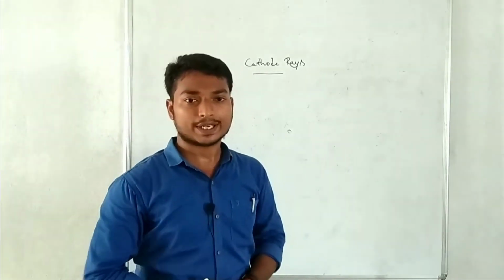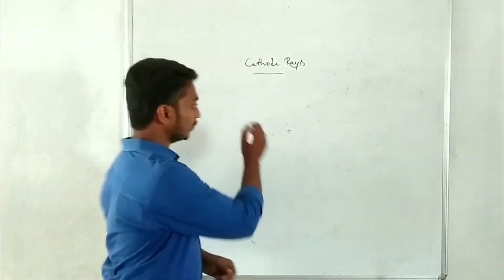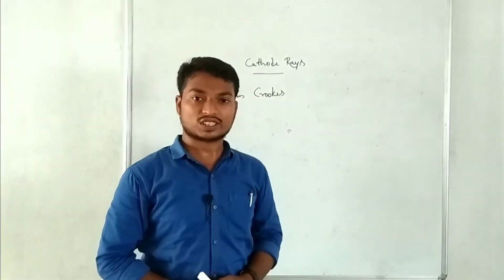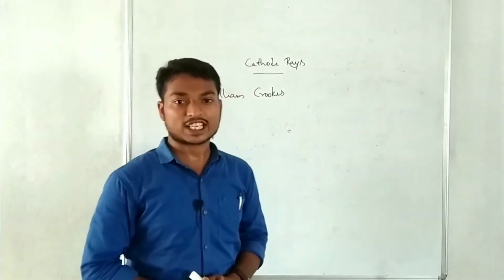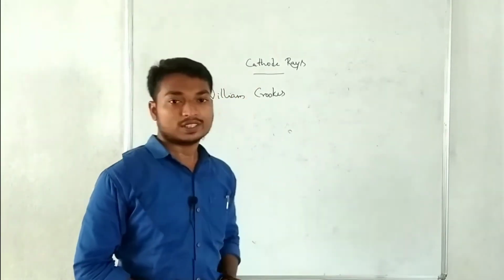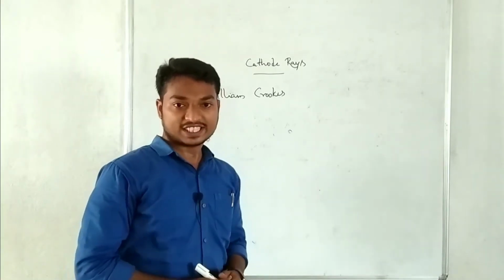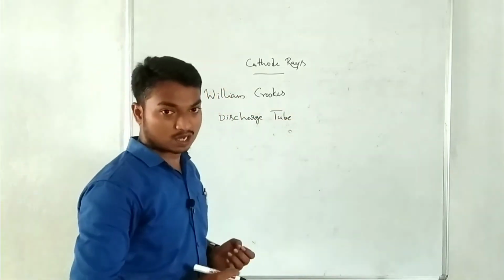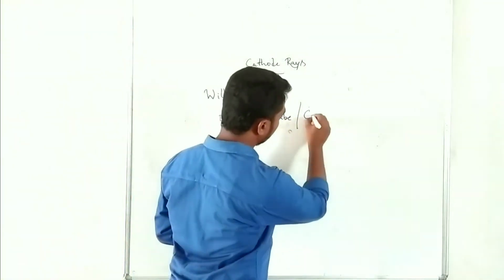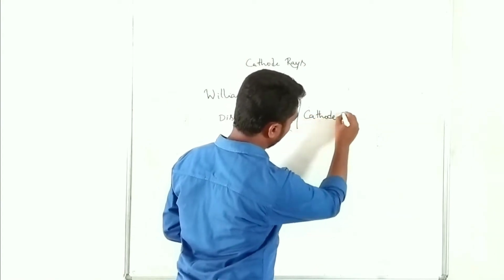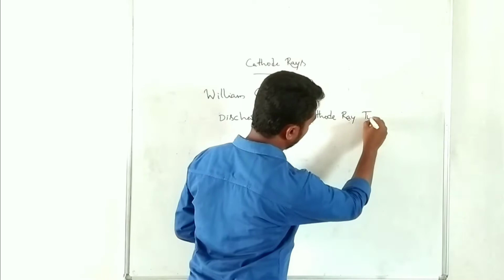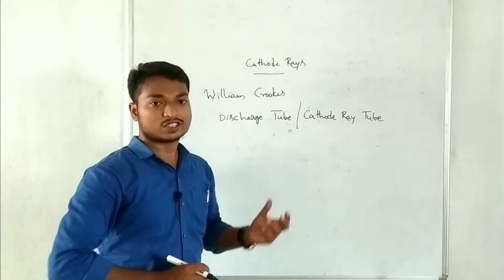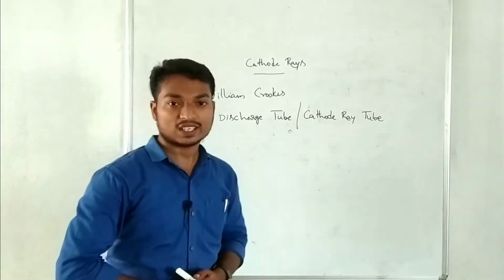The first step was done by William Crookes. William Crookes discovered the cathode rays. He did so many experiments to find the cathode rays. He did the experiment by using the discharge tube, and this discharge tube is also called a cathode tube. By using this tube, William Crookes discovered the cathode rays.